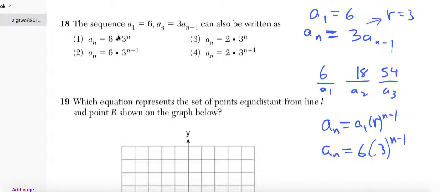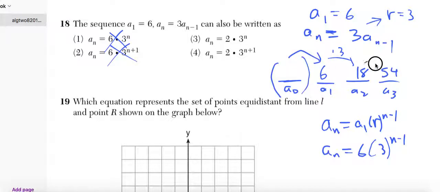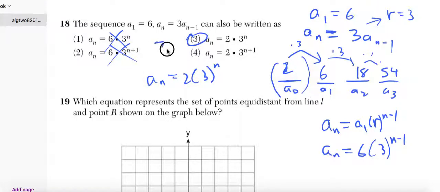This one says 6 times 3 to the n, so that's out. 6 times 3 to the n plus 1. So it has to be one of these two. So guys, what I could do is if you started at a0, that's the fastest way to do this, which we don't actually have one. What would we have to multiply by 3 to get 6? 2. So if I start at a0 instead, then you don't need to do n minus 1, so it becomes an equals 2 times 3 to the n, which is choice 3.